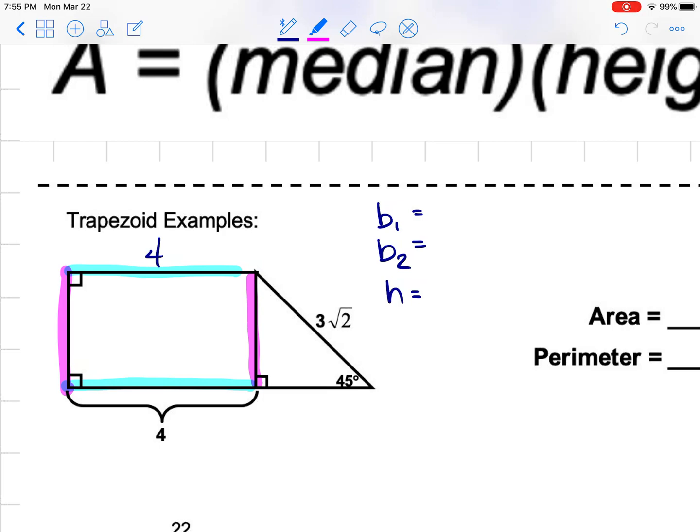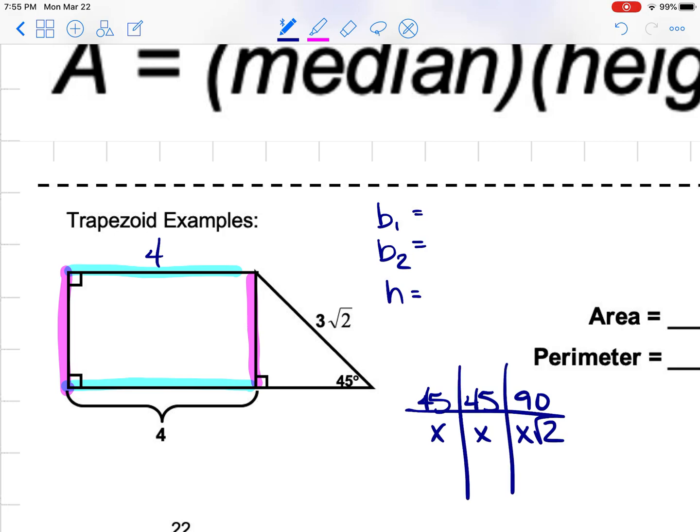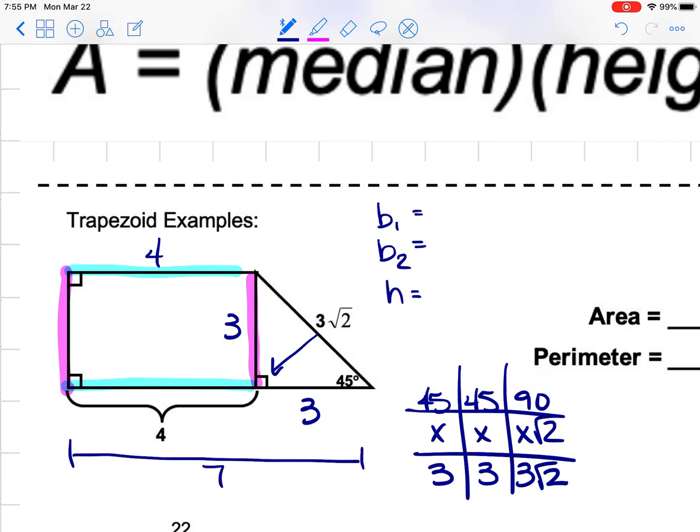We know it's a 45-45, so we can set up our tic-tac-toe. We can see that 3 square root of 2 is across from the 90, making this really easy. So this x is 3 and the other x is 3, which means I can stick a 3 here and a 3 here. So now we know that our full base is going to be 7. So our top base is 4, bottom base is 7, and our height is 3.